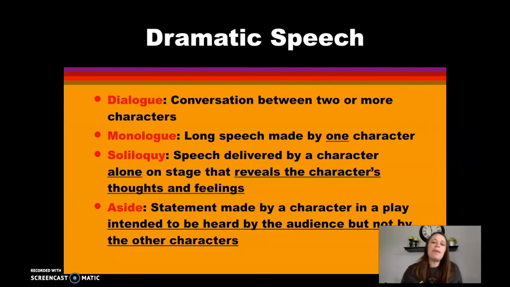All right, and then the last one is an aside. That is a statement made by a character in a play intended to be heard by the audience of the actual production, right? But not by the other characters, okay? So an aside would be kind of like our version of breaking the fourth wall, right? Where the character is actually aware that there's an audience seeing a play here, and so they would go off to the side and whisper to the audience what they want to say, but the assumption is the other characters don't hear it.